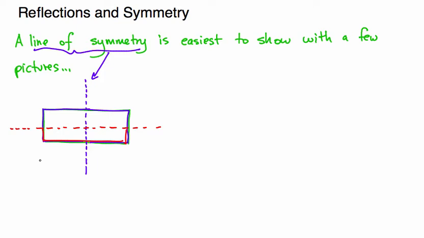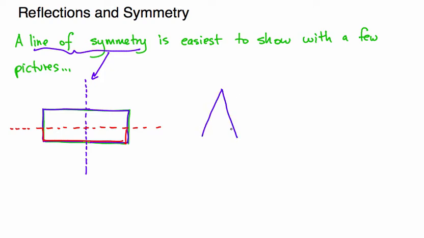For some objects there's quite a few lines of symmetry. For other objects there's one or none. And one of the objectives that you'll be doing in the practice will be to take a look at objects and figure out how many lines of symmetry and where those lines of symmetry are. So I'll show you a couple more.